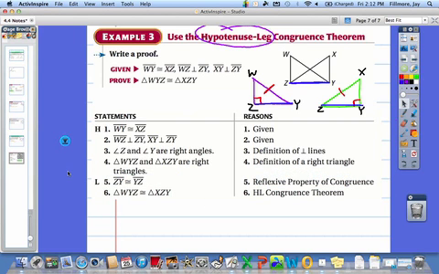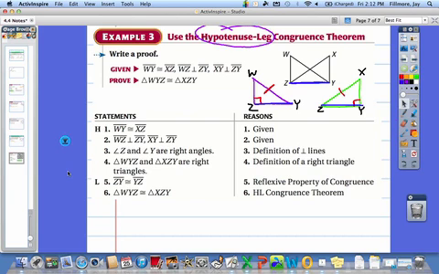If you're dealing with right triangles and proving them congruent, you have the option to use HL, but if possible, you could also use side, side, side, or side, angle, side. You're not necessarily limited to using just HL. In this case, we had to use HL. In some cases, you might not have to.